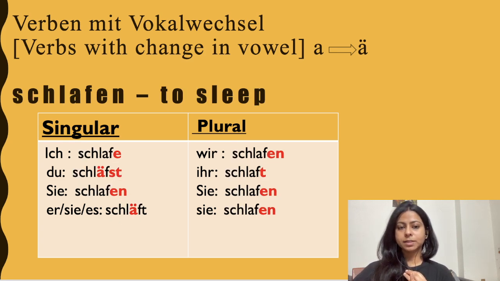The second verb in this category is schlafen, which means to sleep. So ich schlafe, du schläfst, er/sie/es schläft, wir schlafen, ihr schlaft, sie schlafen, Sie schlafen. So A changes to A umlaut in du, and again in er/sie/es A changes to A umlaut.